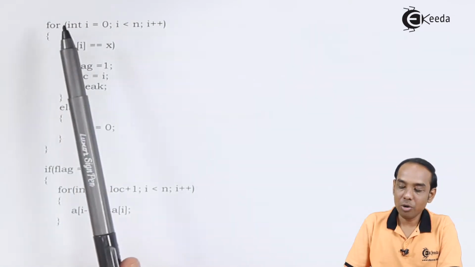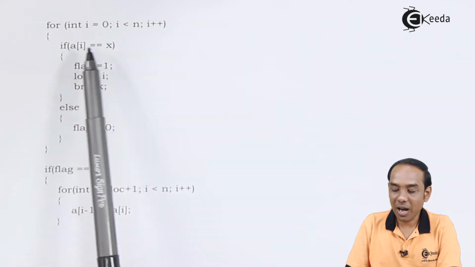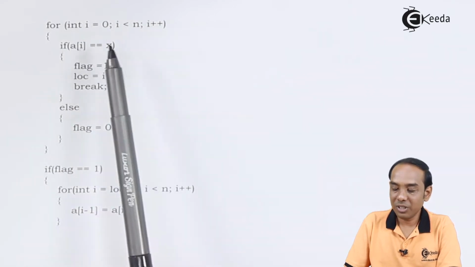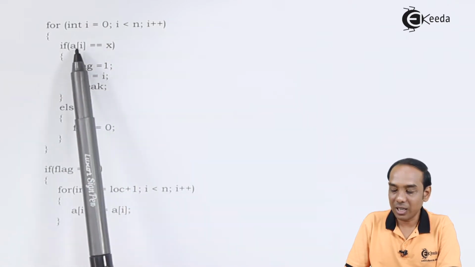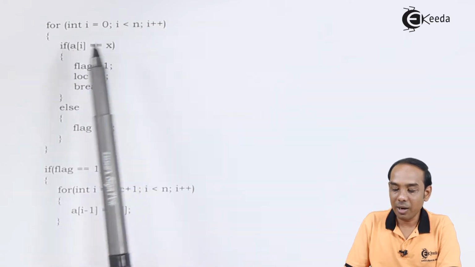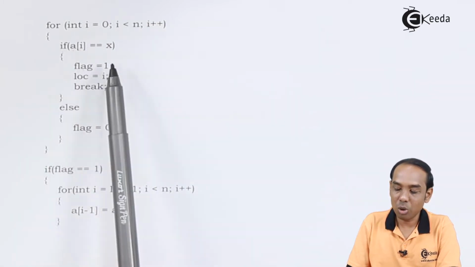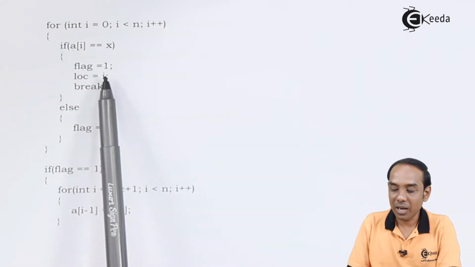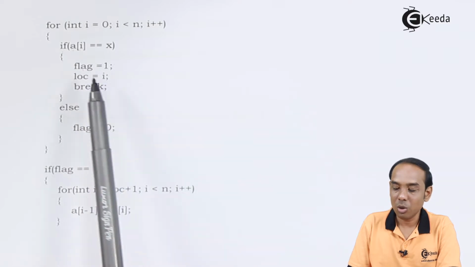Now we will work on the deletion logic. We write for int i equal to 0, i less than n. We have if a[i] is equal to x. So we check the element and check its position. If a[i], that is position number 0 till n, matches, then we change the flag and its value. So we have flag equal to 1 and location will be i. So the i index will be transferred to location. When this is done, then we break.